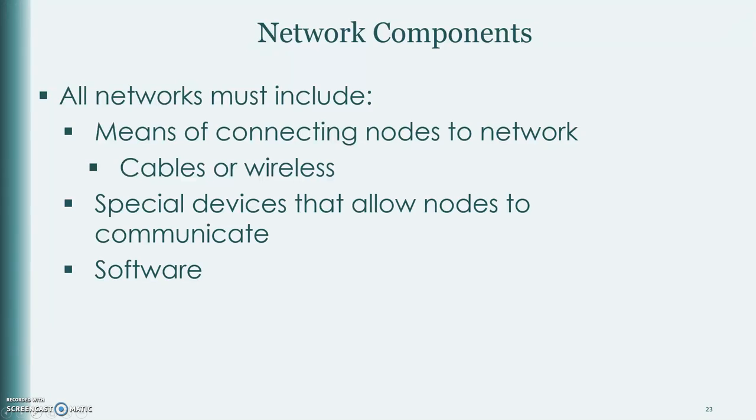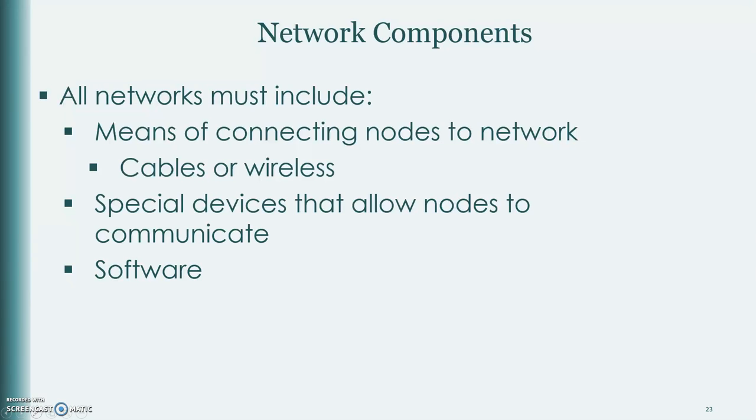To function, all networks must include three things. Remember this, by the way. They need to have, one, a means of connecting the nodes on the network. So that will be either cables or wireless technology. Secondly, they need special hardware devices that allow the nodes to communicate with each other and to send data. And then finally, they need software that allows the network to run. So these are three network components that every network must include.